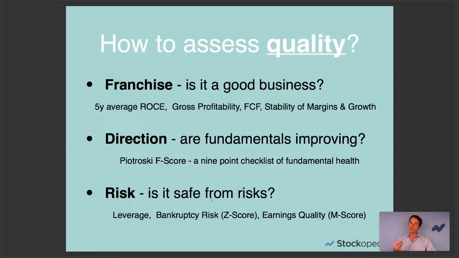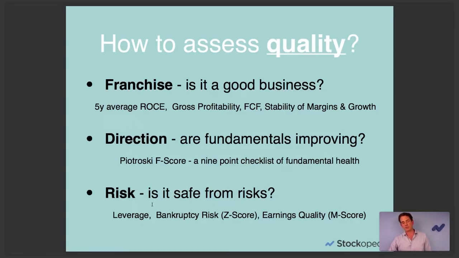And what we try and do is look at the academic research and make sure that we're focusing on metrics that are proven to have more outperformance. So, for example, gross profitability is a better measure of and predictor of future price performance than looking at profitability lower down the income statement.